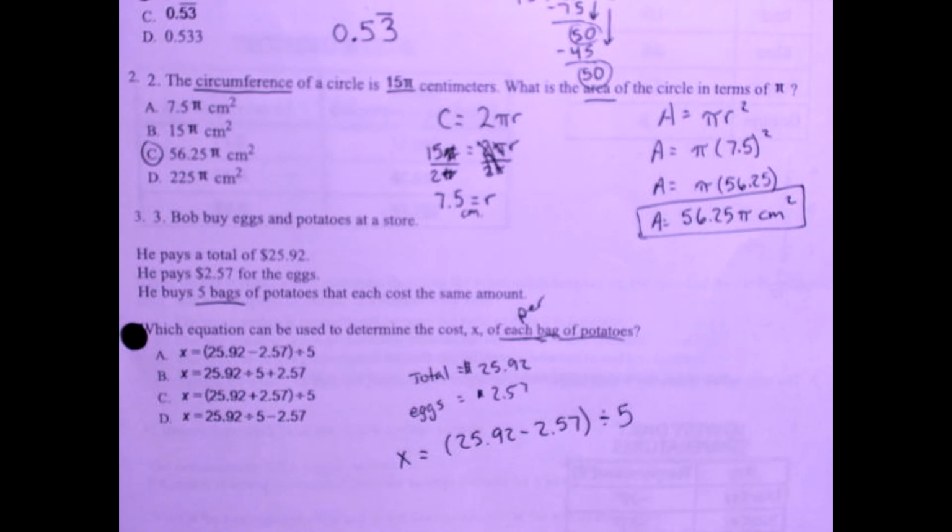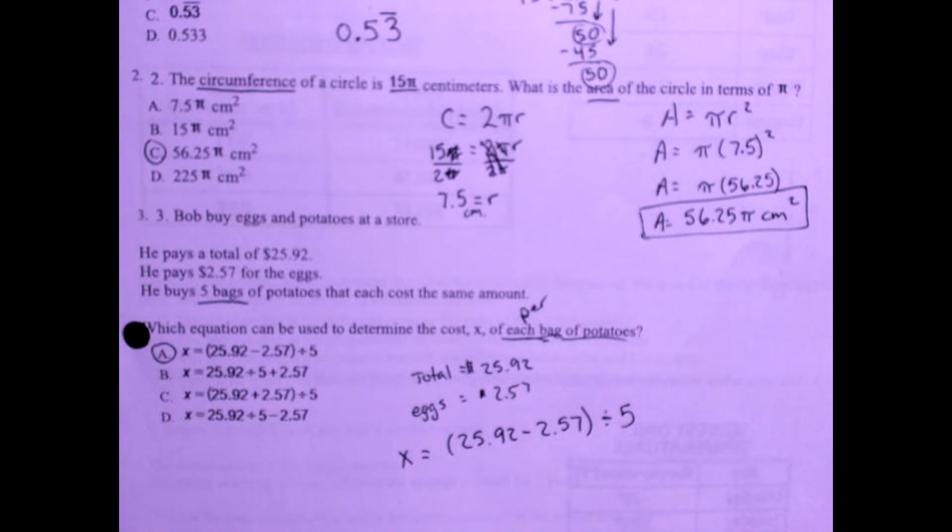Now all we have to do is take a look over at our choices. Do we see an answer that matches the equation that we came up with? And it happens quite quickly. We see that the first choice, choice A, mirrors our answer perfectly. So the answer for question number 3 is choice A.